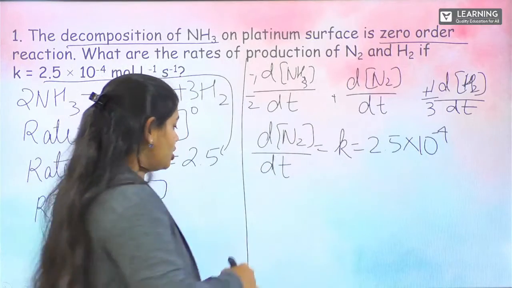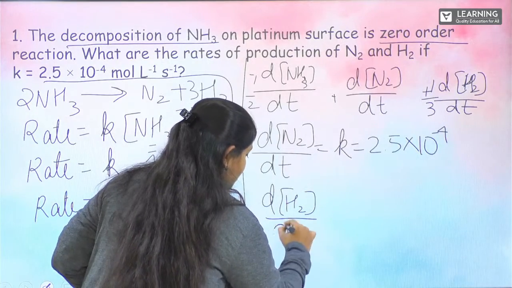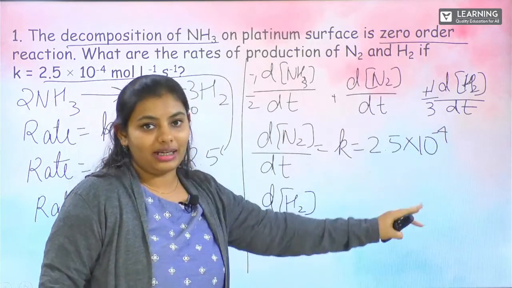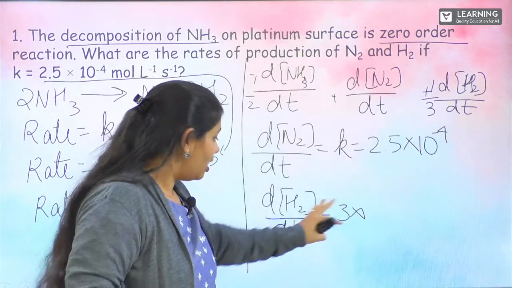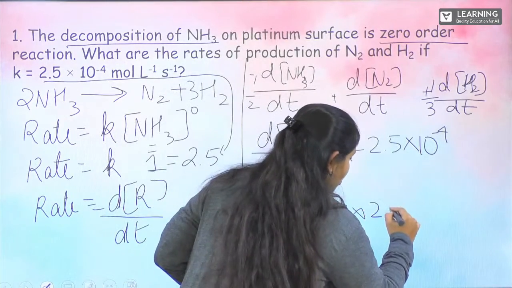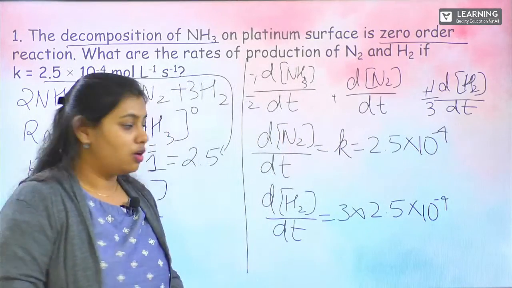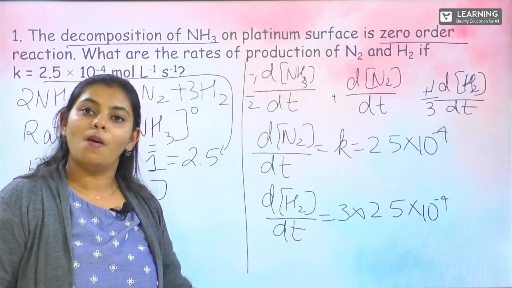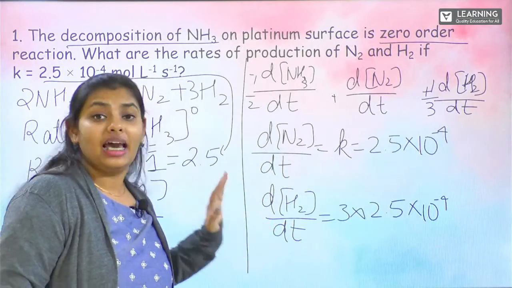And what is going to be for H2? There is 1 divided by 3. When I'm taking it to the right hand side, it's going to become 3 into K. So this is also equal to K itself, right? 3 into 2.5 into 10 to the power of minus 4 moles per liter per second, which is going to give us 7.5 into 10 to the power of minus 4 moles per liter per second. So these are the rates of production of N2 as well as H2.